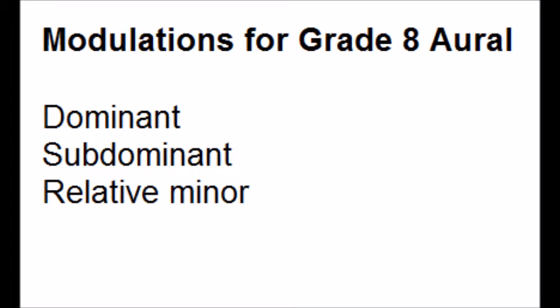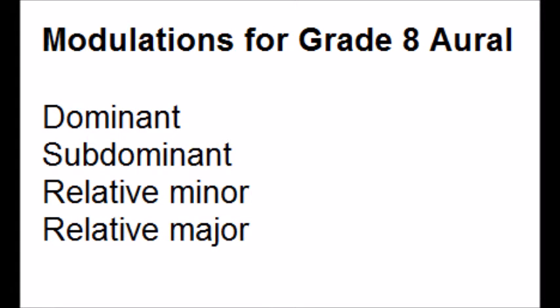In Grade 7, you learned how to distinguish between modulations to the dominant, subdominant and relative minor, the test always starting in a major key. The only difference in Grade 8 is that the test might also start in a minor key, and so that means we need to add a modulation to the relative major to the list.